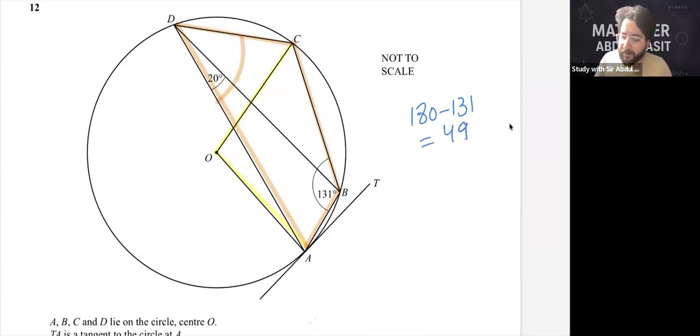Yes? And I know that 49 minus 20 is 29. So this is total 49. So I will write here the missing part, which is 29. So let me remove the cyclic quadrilateral design now.